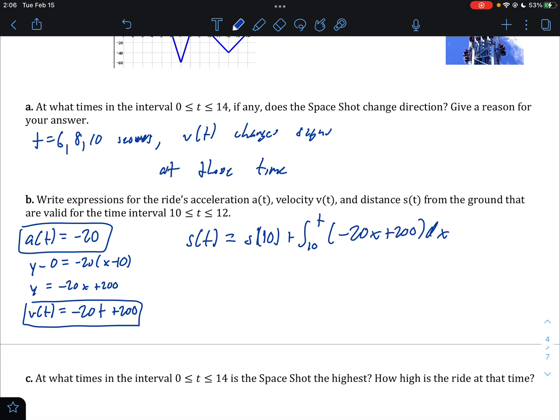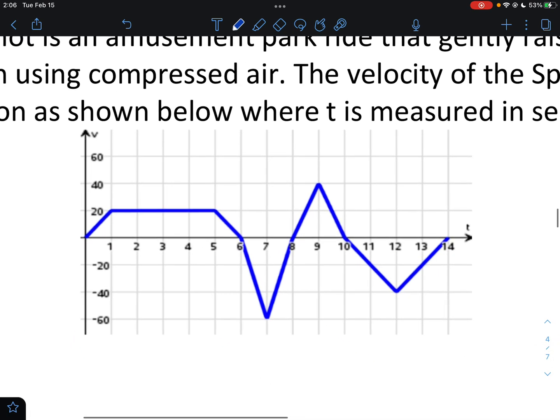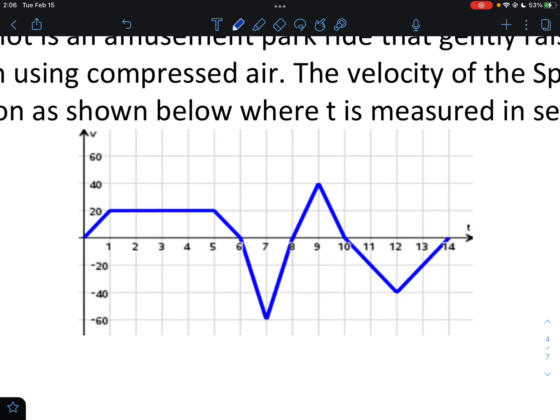Question C: what time in the interval is the space shot the highest? How high is the ride at that time? Let's go back to our graph here. We're looking for a maximum. We're trying to optimize this. What two places can maximums occur?